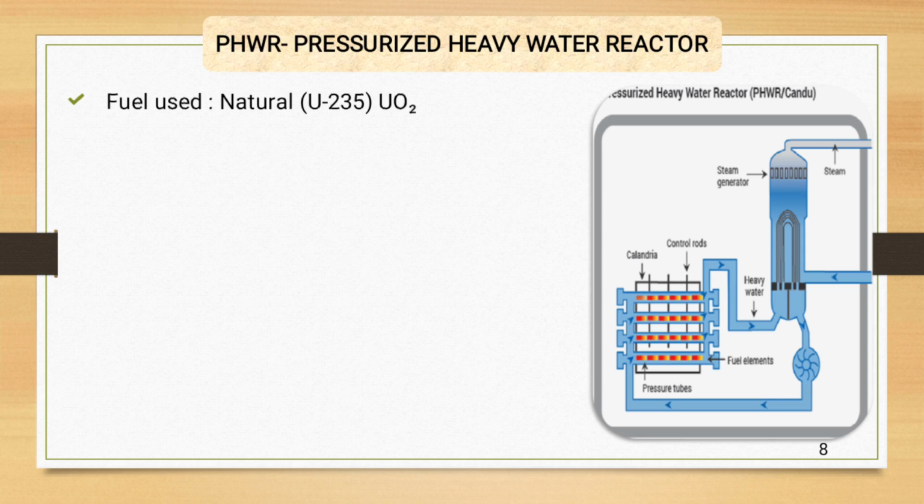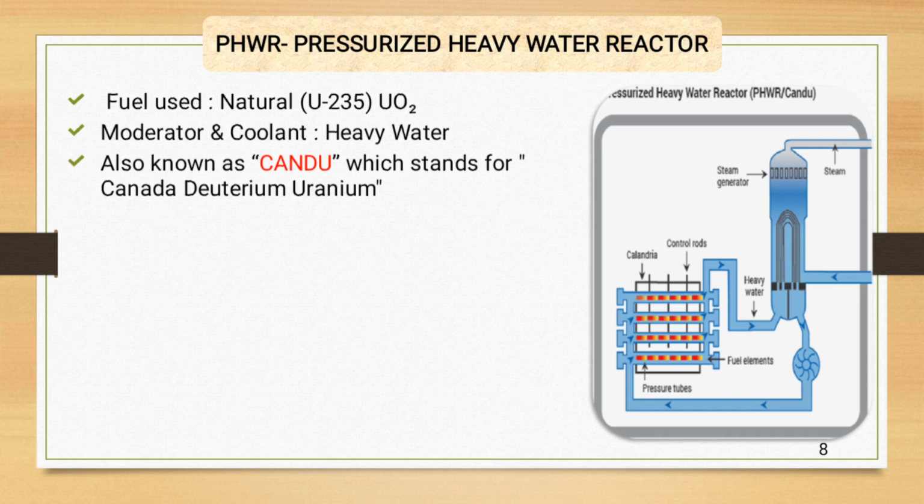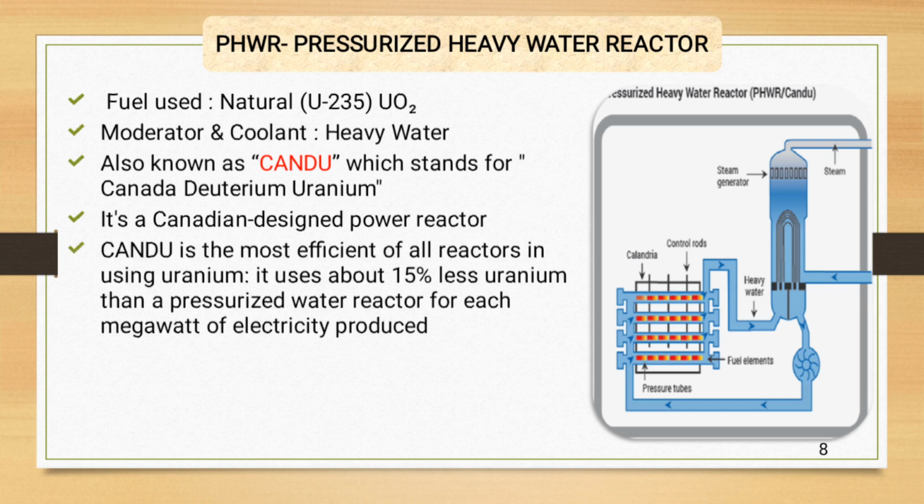Fuel used in pressurized heavy water reactor is uranium 235, uranium dioxide. Moderator and coolant is heavy water, as I discussed earlier, also known as CANDU, which stands for Canada Deuterium Uranium. It is a Canadian designed power reactor. CANDU is the most efficient of all reactors in using uranium. It uses about 15% less uranium than a pressurized water reactor for each megawatt of electricity produced.